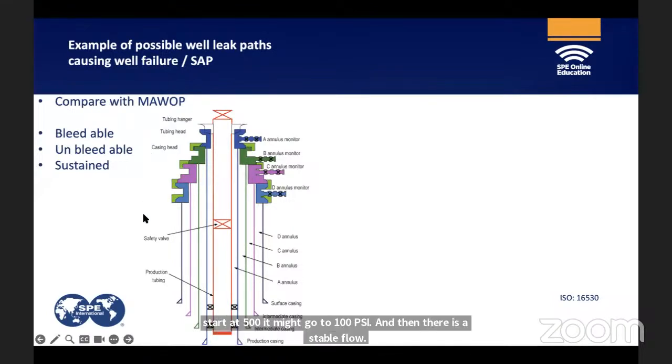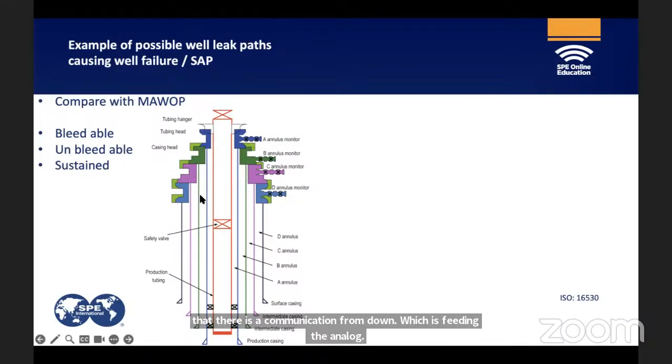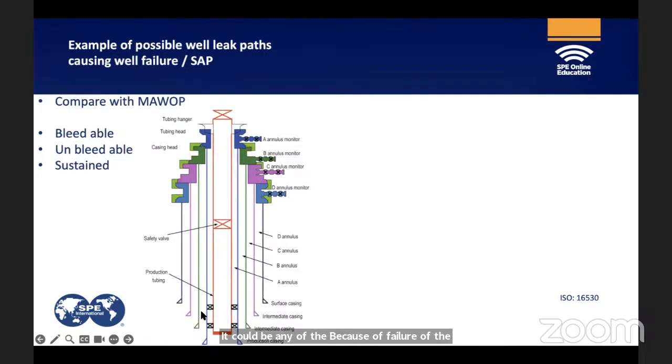The second is we bleed the pressure. Suppose there is 500 psi, we bleed the pressure, it becomes 0 psi. However, within a certain period of time, say after 24 hours, it again builds back. So this is called sustained pressure. This indicates that there is a communication from down below, which is feeding the annuli. It could be any of the annuli because of failure of the barrier. It could be cement failure in the cemented annulus. It could be packer failure in the production annulus, or there could be a leak in the tubing.